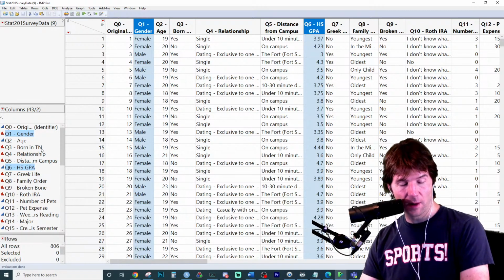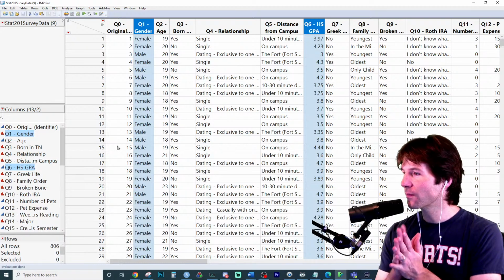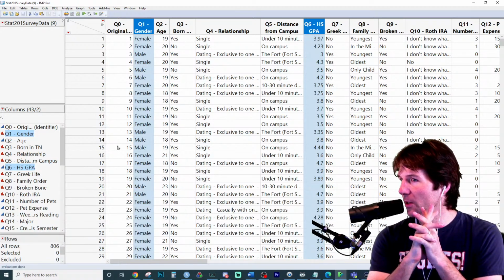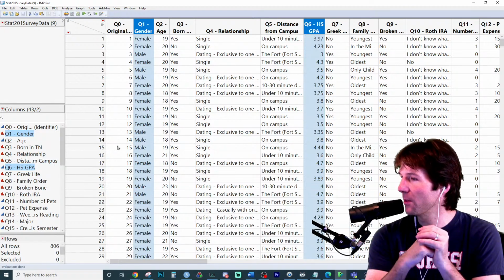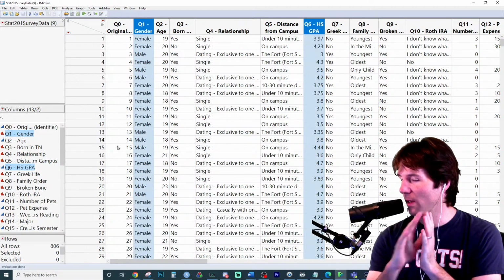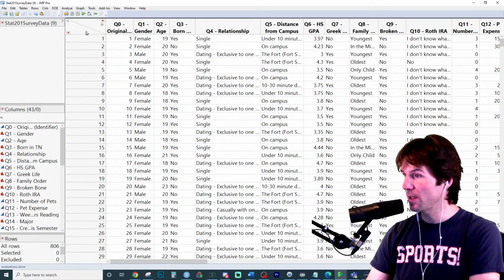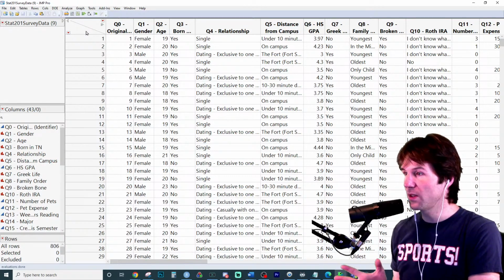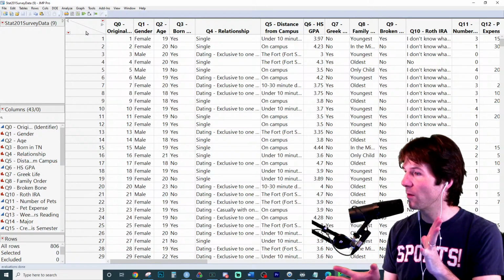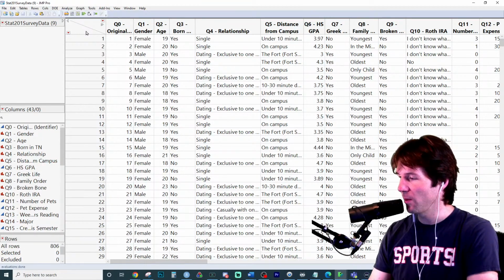So can anyone tell me a variable on here that we could do a one sample t test with? Any variable, just name it. Now you're not going to use two variables, you're just going to use one. A two sample t test compares the mean of two groups. We talked about that yesterday. A one sample t test just looks at one quantitative variable. It doesn't compare two different groups.